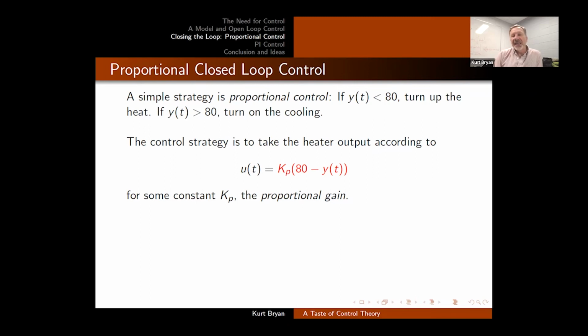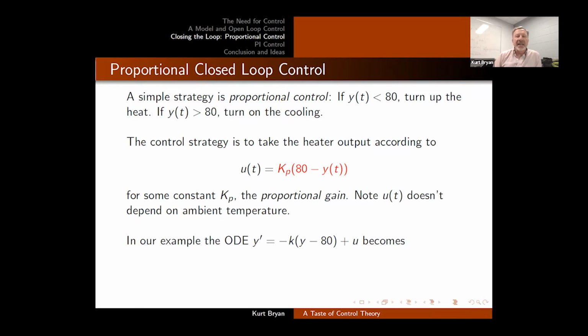So it's very easy to analyze this control strategy. You don't need Laplace transforms. You can do this in the first week. As soon as they know how to solve linear DEs, you can do this. I want you to point out one thing. U of T no longer depends on the ambient temperature. This doesn't require the ambient temperature of the lab. It just says to the control strategy, are you on target, 80 degrees? If not, do this.